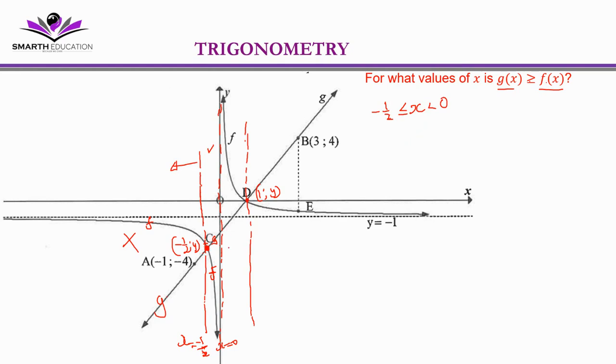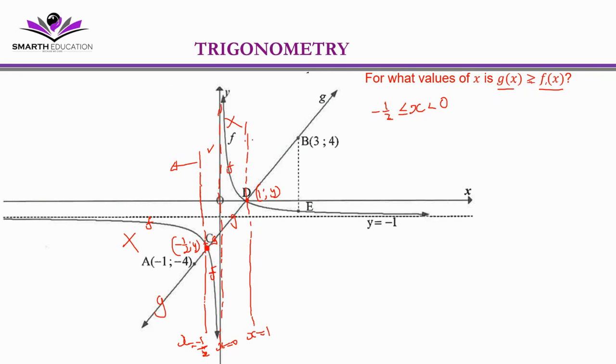And then we come to this region here between x is equal to 0 and x is equal to 1. Right, you can see that f is greater than g. f is above g. So we don't want that, because we want where g of x is greater than or equal to f of x, so where g is above f. So that one is out.